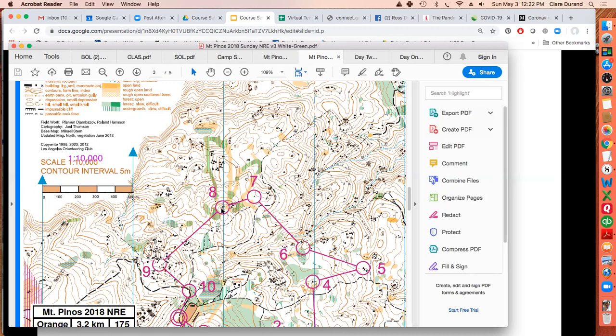And then here's an example of using a hilltop, right? 7 to 8, going straight in there. So this is a good attack point route. This is a good use of a major feature.